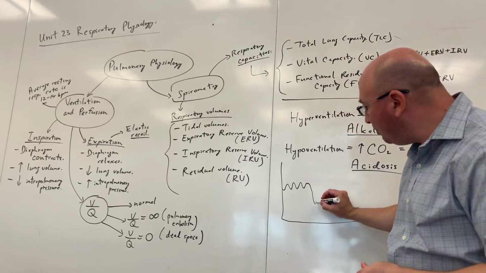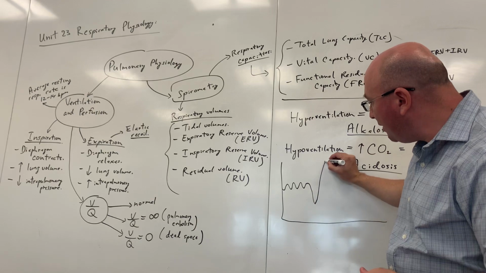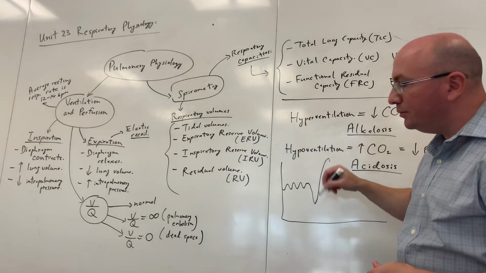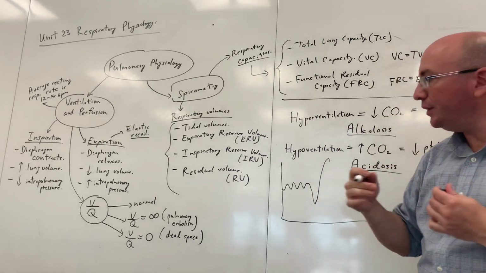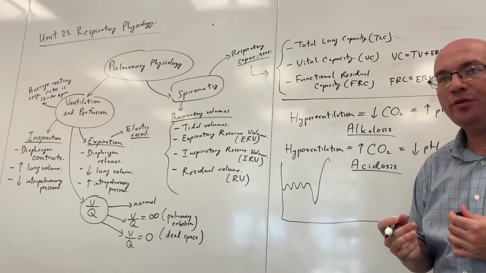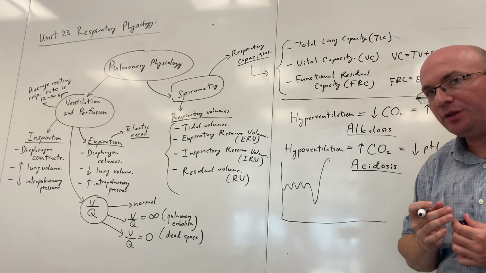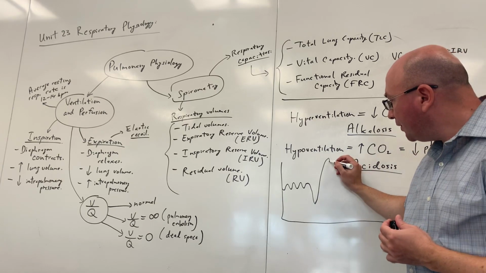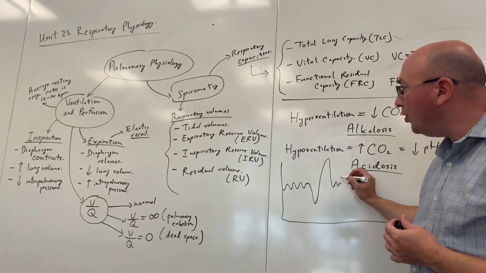Then they're going to tell you to breathe normally again, and then breathe in, inhale forcefully. That's going to be our inspiratory reserve volume, IRV. So the amount of air you can inhale forcefully. It's going to be here. And we can go back to normal.